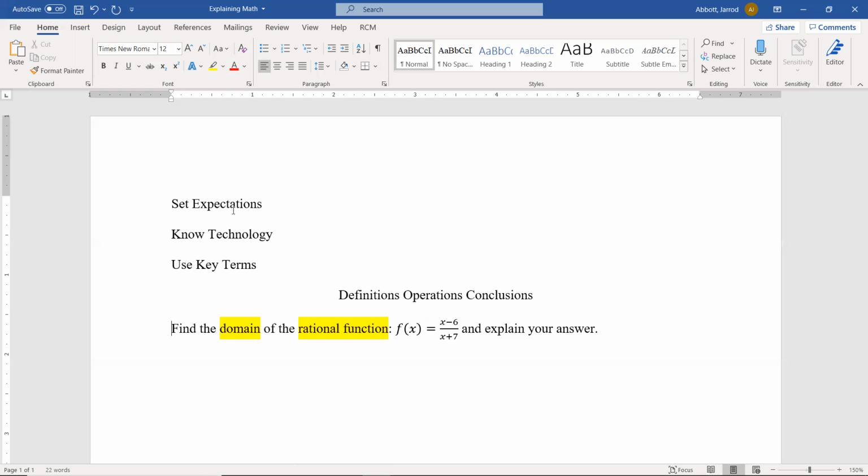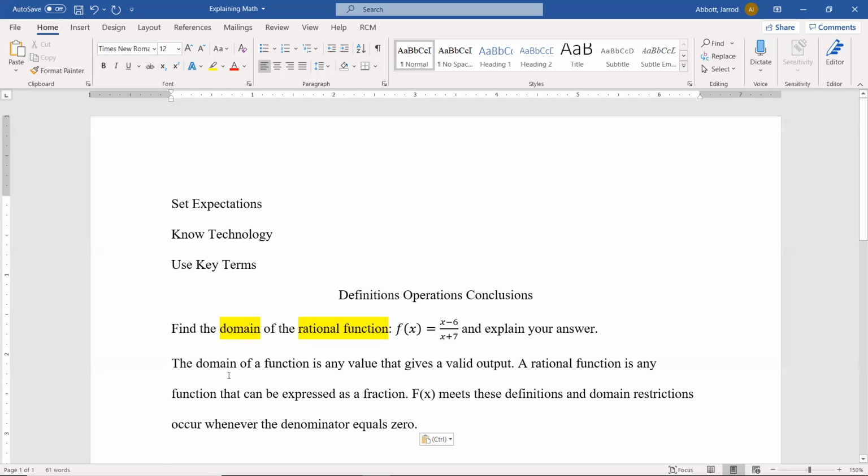So we have a question here that asks us to find the domain of the rational function f of x, and explain the answer. So it looks like we have two key terms that we want to define before we get started with our operations. So I went ahead and tried that here.